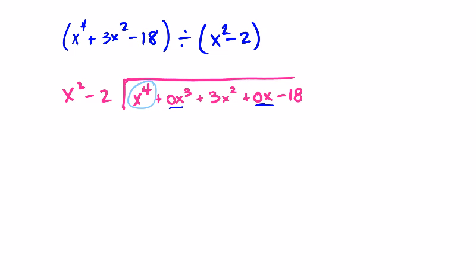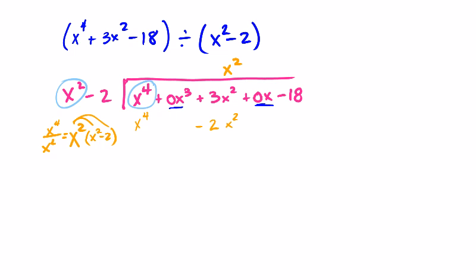We're going to look at the leading terms, and so we're going to do x to the fourth over x squared. You subtract the exponents, so 4 minus 2 is 2, so x squared. So I'm going to put x squared over that guy. So it looks like I'm not going to need this x cubed, but had it just for safekeeping. So x squared minus 2 is what we're going to multiply by. Distribute would give me x to the fourth, and then minus 2x squared. I'm going to put that under its like term.